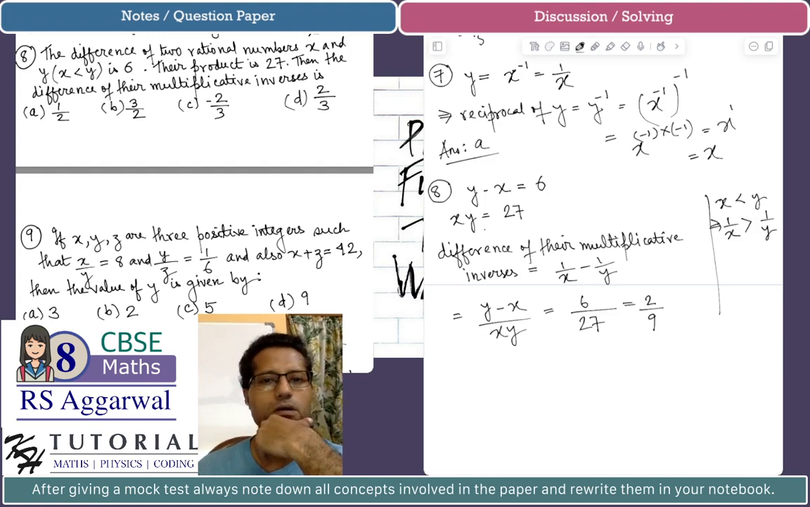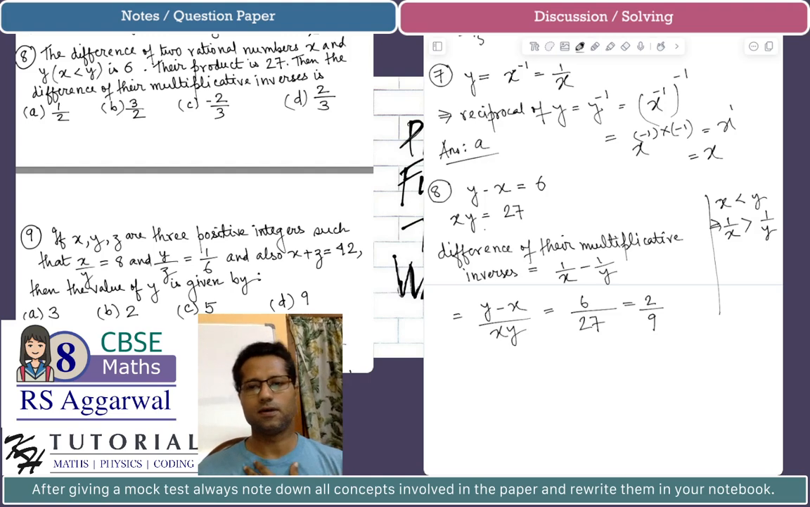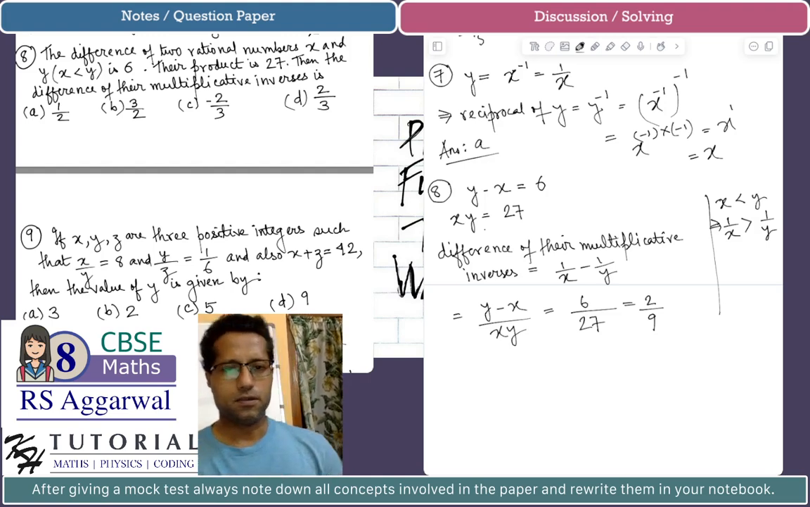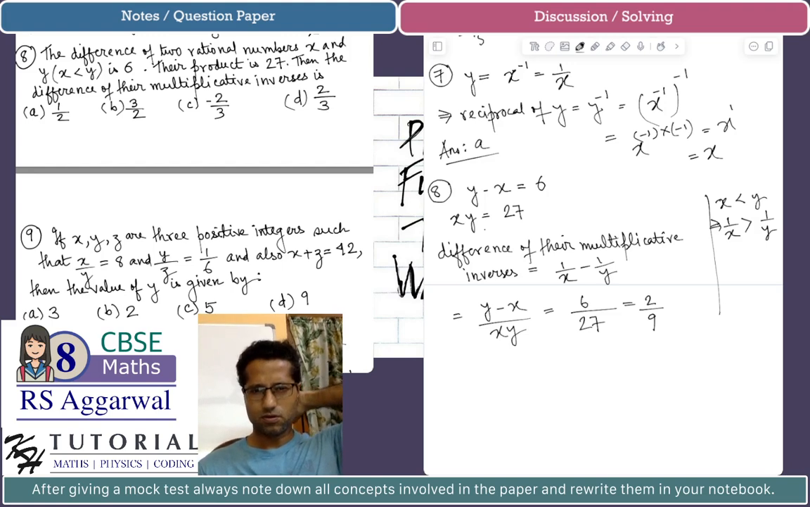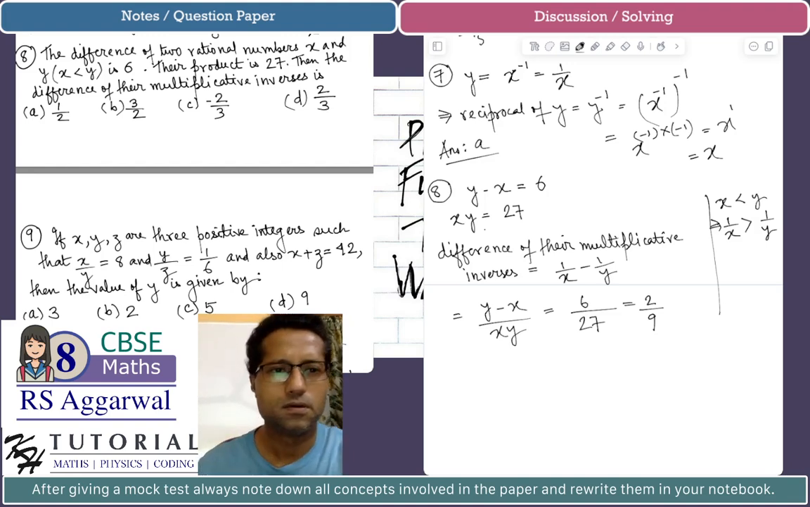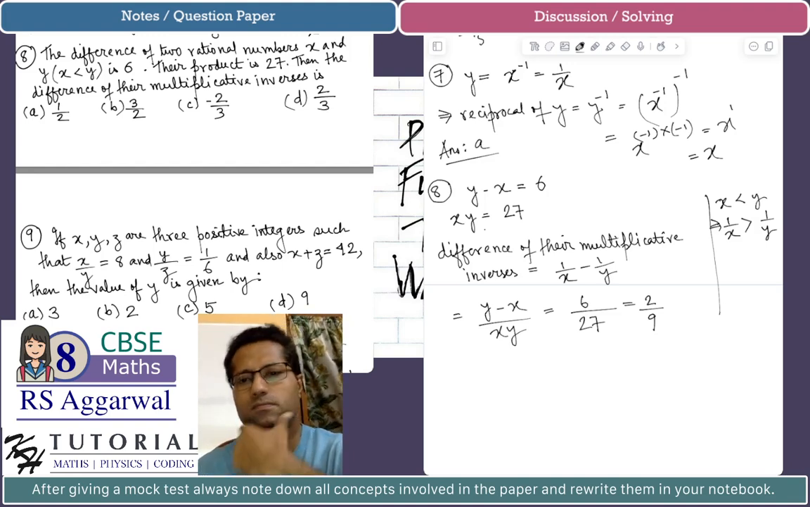That is 2 by 9. I think there might be some mistake in the choices given. It should be 2 by 9, so in all the choices, instead of 3, it should be 9. I might have made some mistake in writing the problem. So, I think my solution is correct.